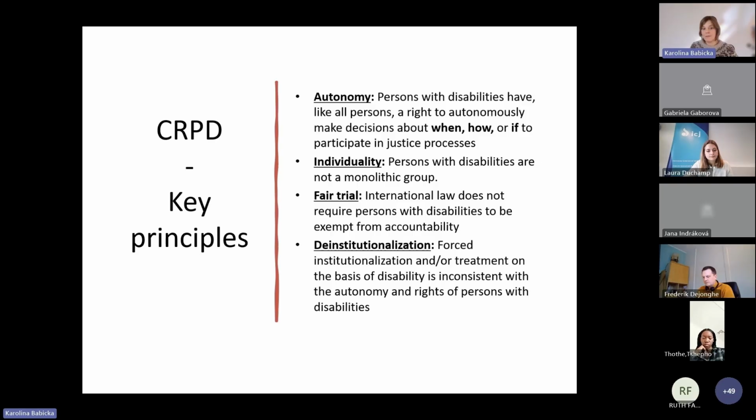Fair trial: international law does not require persons with disabilities to be exempt from accountability, which is often the case, as we'll see in a number of EU member states, when it comes to lack of legal capacity and lack of the possibility to actually participate in proceedings. Finally, forced institutionalization or treatment on the basis of disability is not consistent with the rights of persons with disabilities.